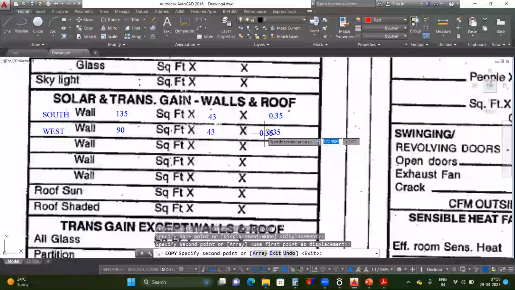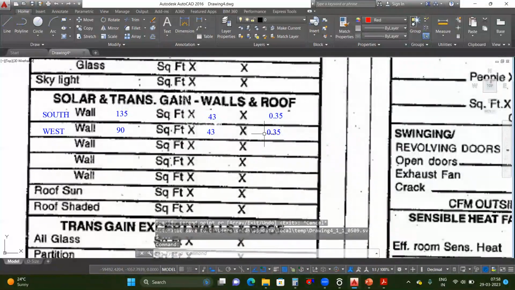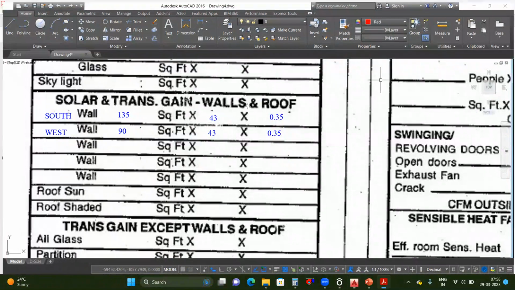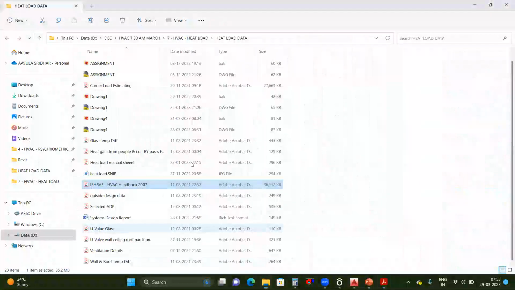So no need to worry. You don't need to calculate these U values on a regular basis. This is just for your understanding. In a situation where you don't have the proper U value, you can calculate by using this method. When you are doing work, you will take approximate values like this. I think that is also available in the Carrier handbook, so let me check once.